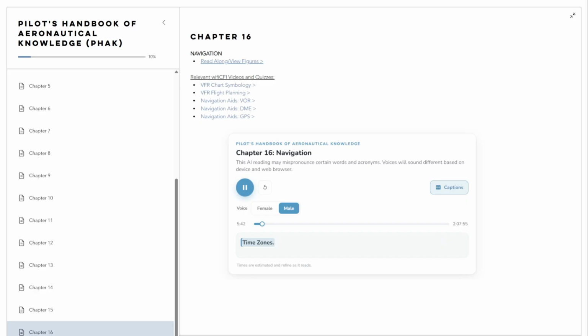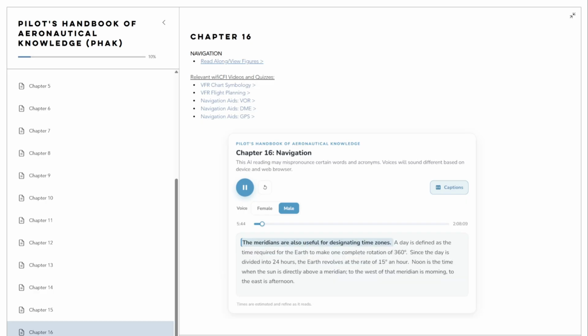Time zones. The meridians are also useful for designating time zones. A day is defined as the time required for the Earth to make one complete rotation of 360 degrees. Since the day is divided into 24 hours, the Earth revolves at the rate of 15 degrees an hour. Noon is the time when the sun is directly above a meridian. To the west of that meridian is morning, to the east is afternoon.